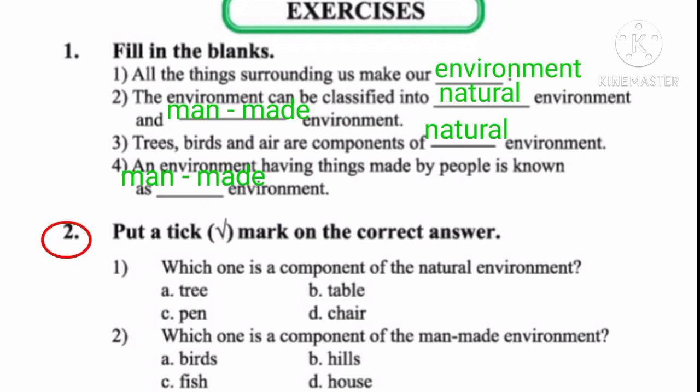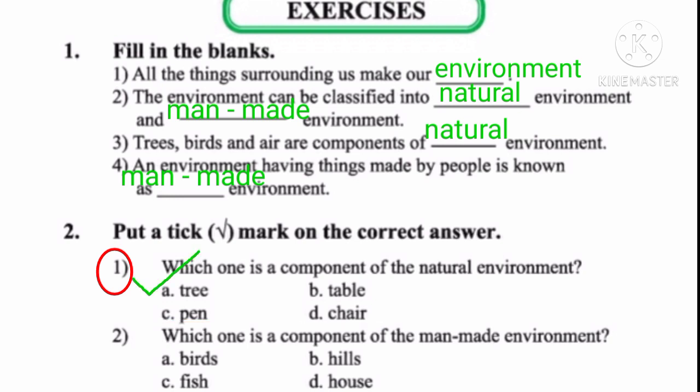Now number 2. Put a tick mark on the correct answer. Number 1. Which one is a component of the natural environment? You will get here 4 clues. Tree, table, pen, chair. Yes, which one will be the answer? Tree. Tree is a component of the natural environment.